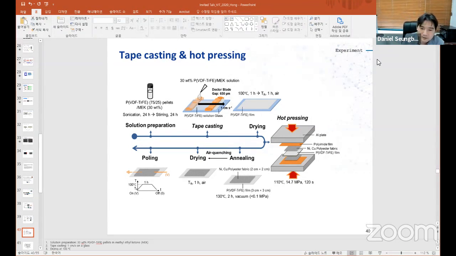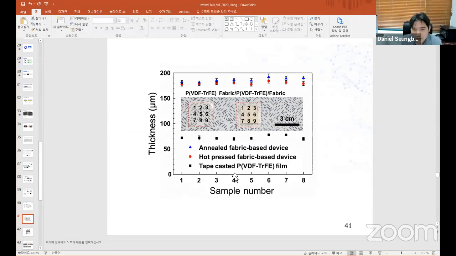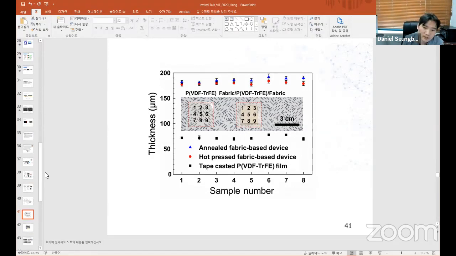So here you can see we have solution preparation, we do tape casting, and then we do just hot pressing, and that's it. So you can see it's pretty simple. And you can see out of 8 samples, the thickness uniformity is impressive.